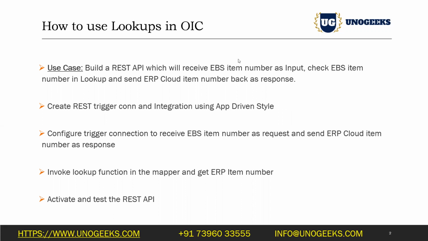The REST API is going to receive the EBS item number as input, and we need to check it in the lookup that we're going to create, wherein we create the mappings between EBS item numbers and ERP item numbers. From the lookup, we need to get the ERP item number corresponding to this EBS item, and we need to send it back as a response. So it's a simple use case just to show you how to set up a lookup, derive values from it, and use it in the integration flows.